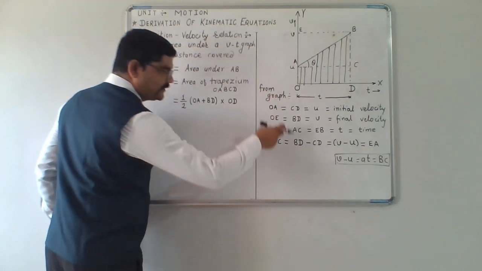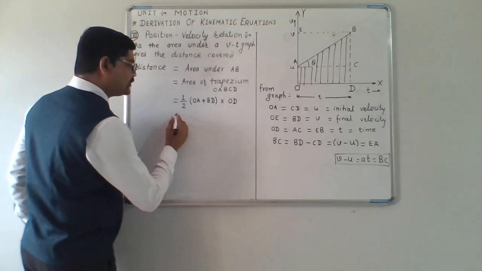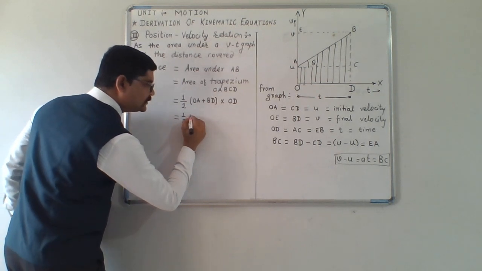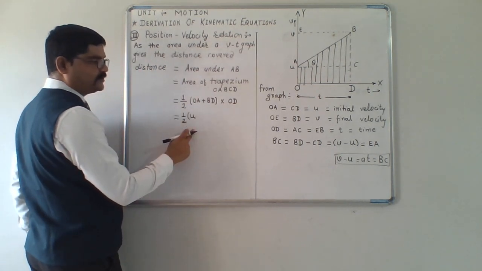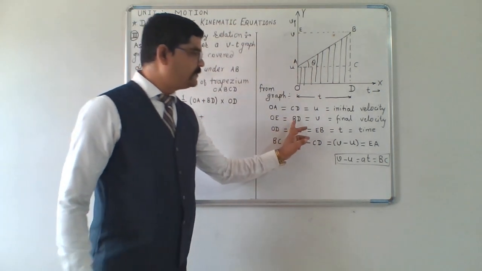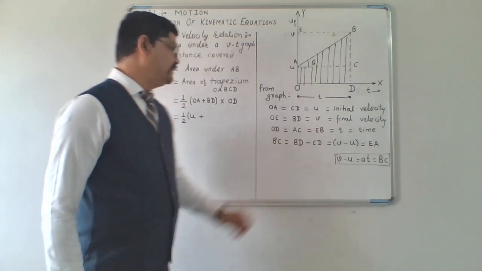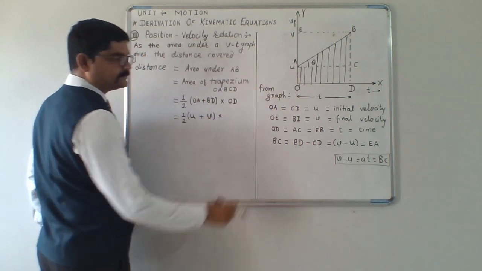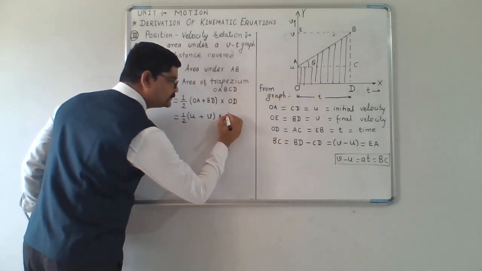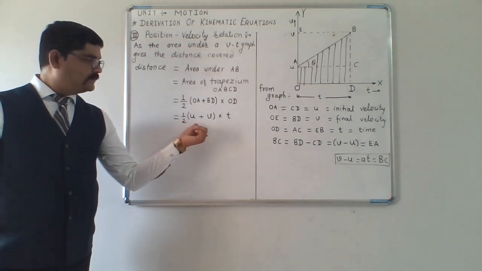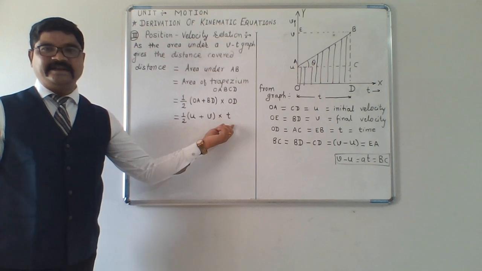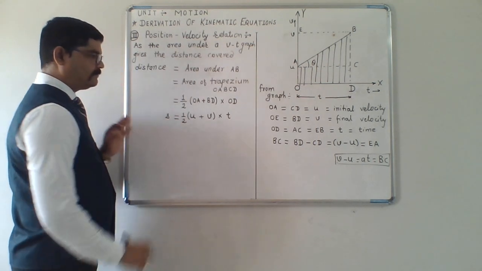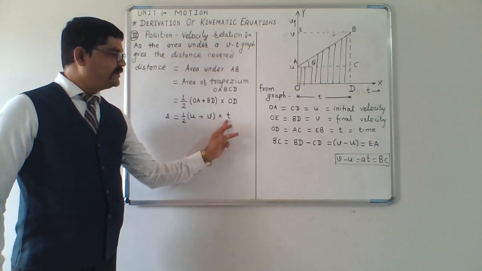Now we will write the values that we had written earlier. What can we write for OA? OA is equal to u, so write it as it is. For OA I had written u, plus for BD we can write v. So u plus v into, for OD we can write t. Thus we are getting s is equal to 1 by 2 (u plus v) into t.